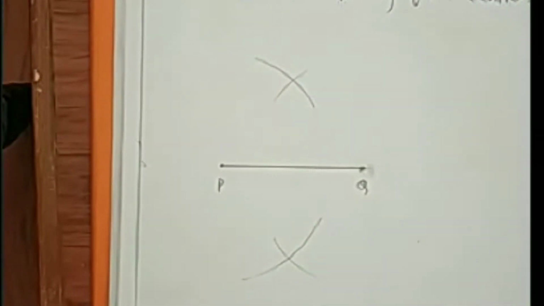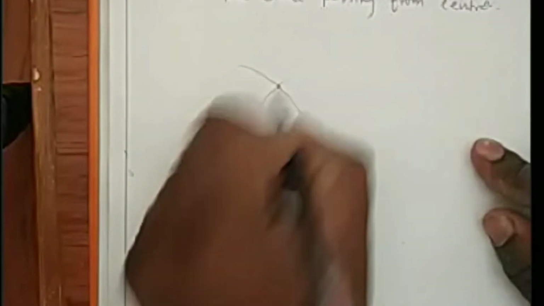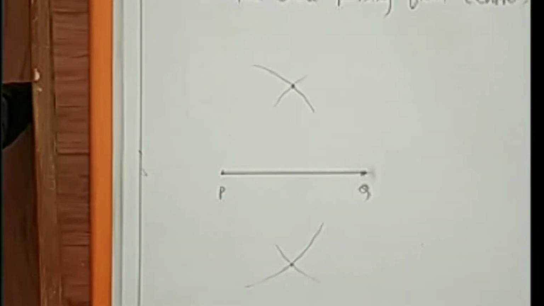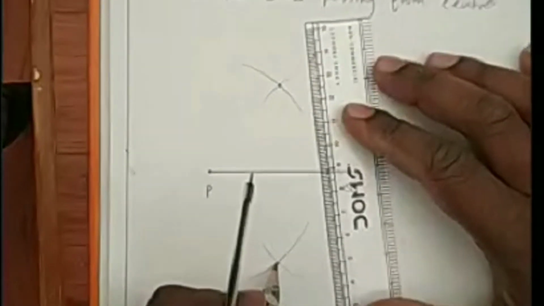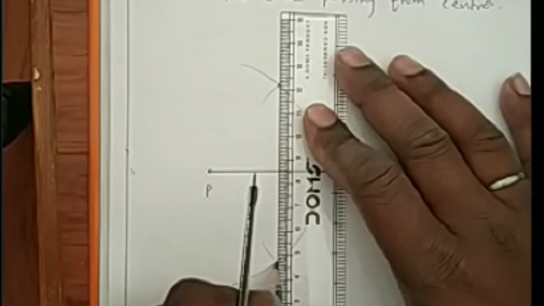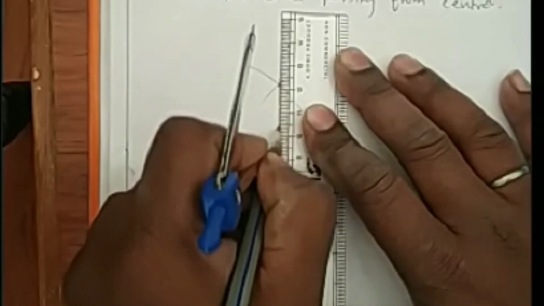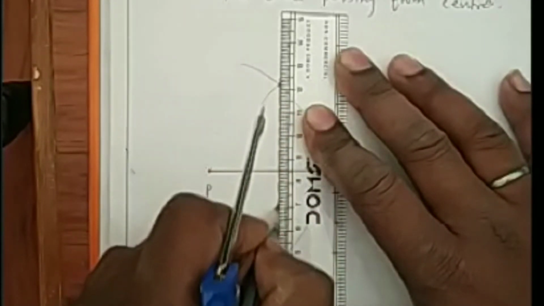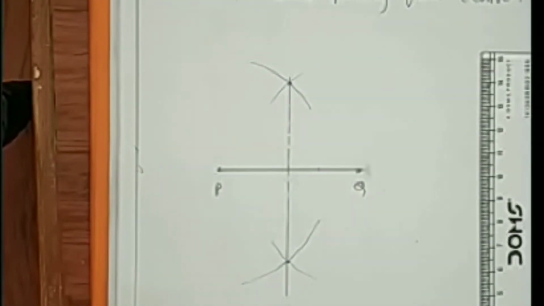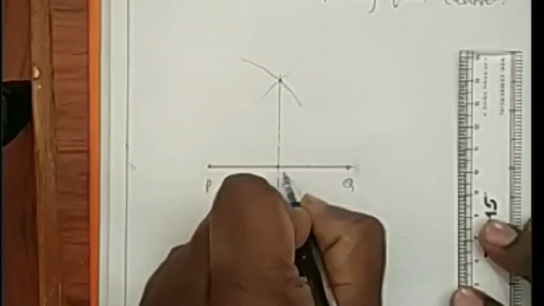Okay. Now you have here two more points. First point and this is the second point. Join these points with the dotted line. Okay. The line where it is intersected, that is a center point. You can make the point this as O.